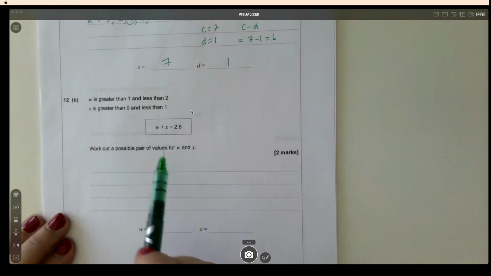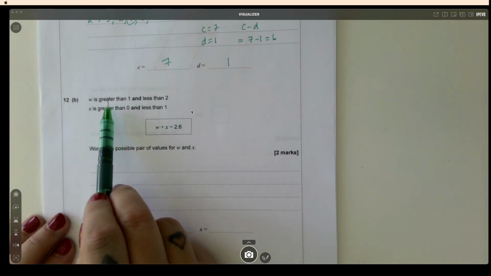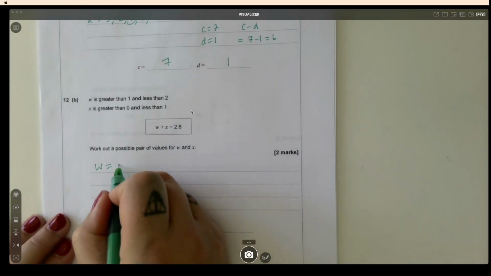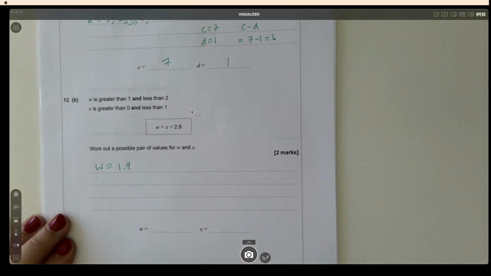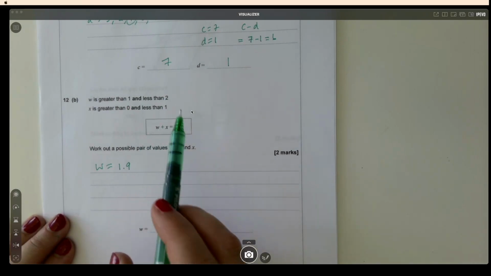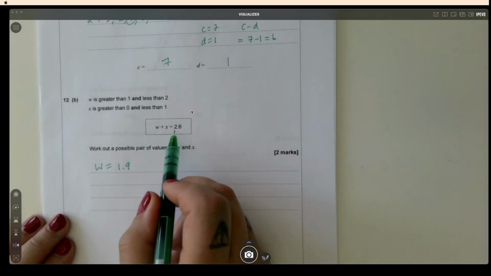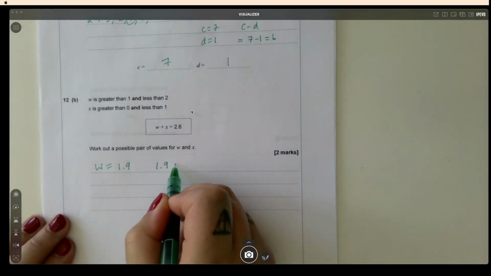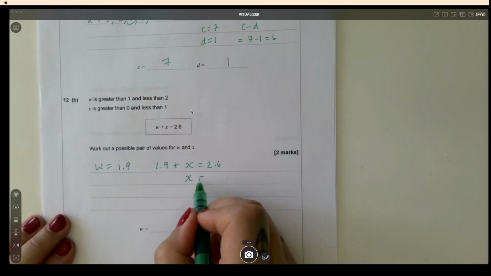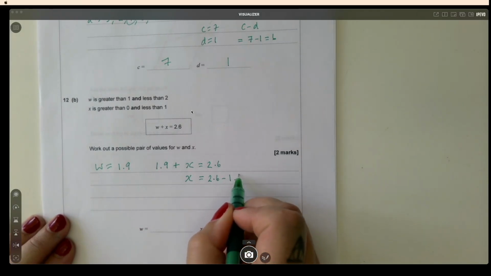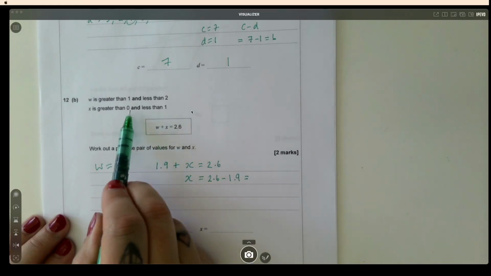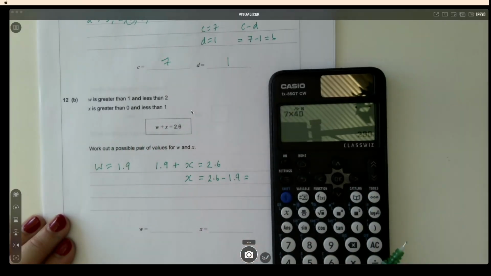Okay, so what I'm going to do is start with a value of W that is greater than 1 and less than 2. So let's go with W equals 1.9. If W equals 1.9, which is greater than 1 and less than 2, then I'm going to pop that value in there. So 1.9 substituted for W in W plus X equals 2.6. So X is equal to 2.6 subtract 1.9. Now what I want is this answer to be less than 1 but greater than 0.